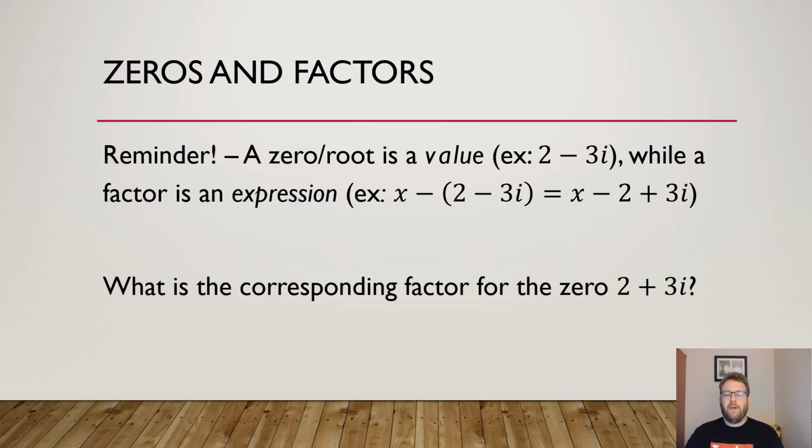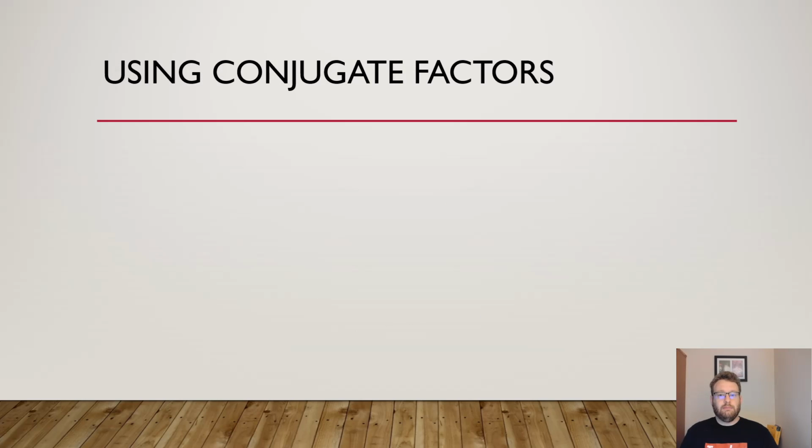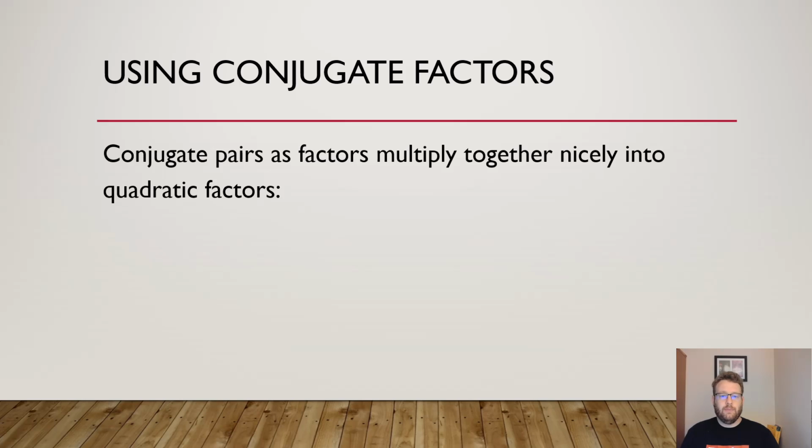What's the corresponding factor for the zero 2 plus 3i? Well, that's going to be x minus 2 minus 3i. Again, make sure you remember to distribute that subtraction. Okay, so what can we do with these conjugate factors? Well, we can multiply them together.